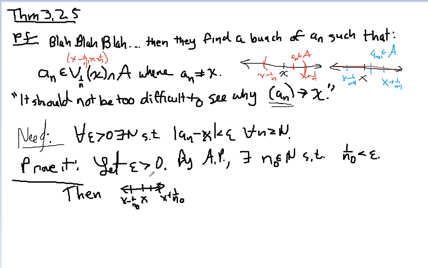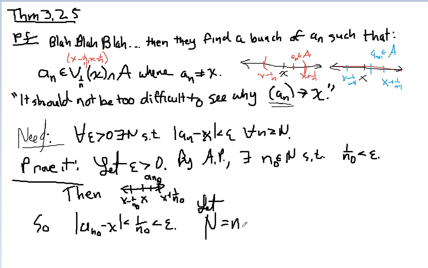And then that means that I have some a sub n naught there. So what that tells me is that the distance between a sub n naught and x is less than 1 over n naught, which is less than epsilon. So that means it converges. So all I need to do is let N equal that n naught, and then it's going to work. And that's how it goes.